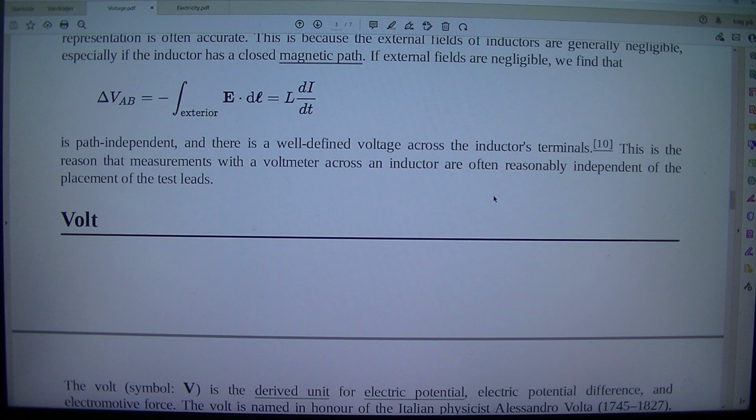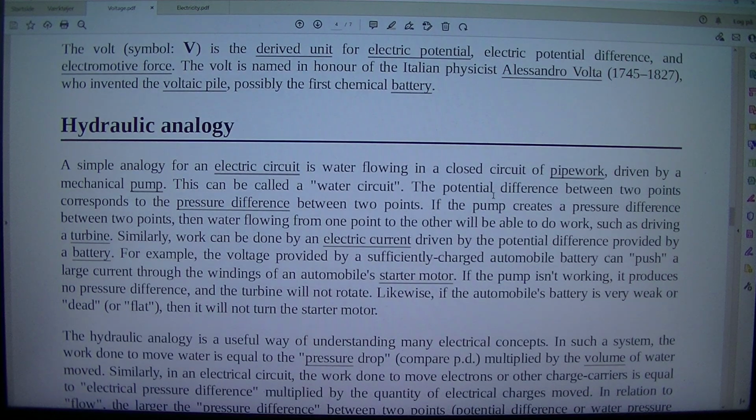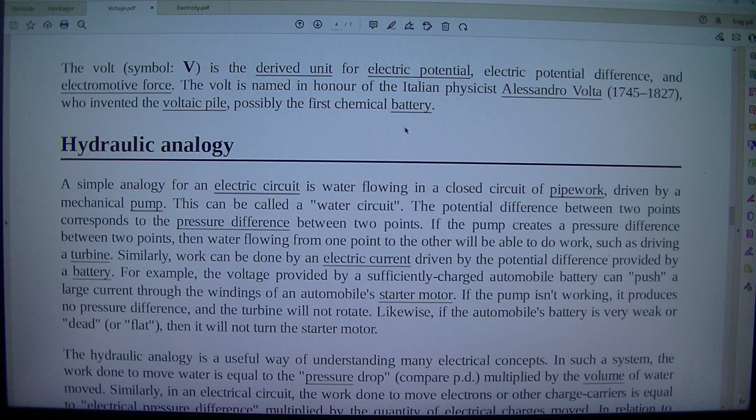Volt. The volt, symbol V, is the derived unit for electric potential difference and electromotive force. The volt is named in honor of the Italian physicist Alessandro Volta, 1745-1827, who invented the voltaic pile, possibly the first chemical battery.